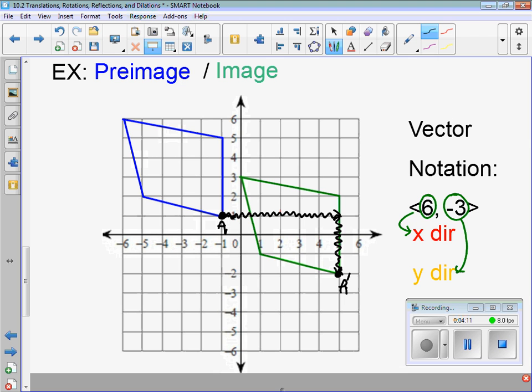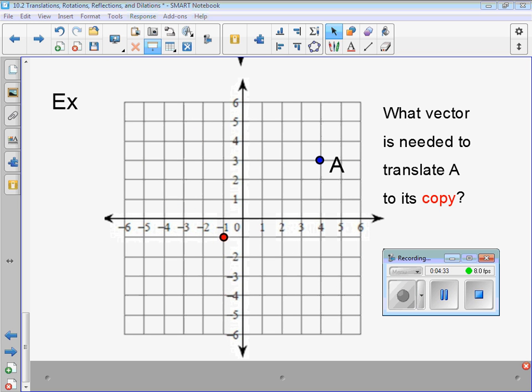Whenever we have a pre-image, it's going to have letters on it. When we write the image, the copy, we always label it. This is going to be true on your homework. So if this is B over here, this becomes B prime. Always make sure that you're labeling your homework images, the copies, with the correct notation. Put me on pause and see if you can identify what vector I would have to use to move point A to the red dot. Go ahead and put me on pause and come back and check your answer. Remember to use the correct notation, those brackets.